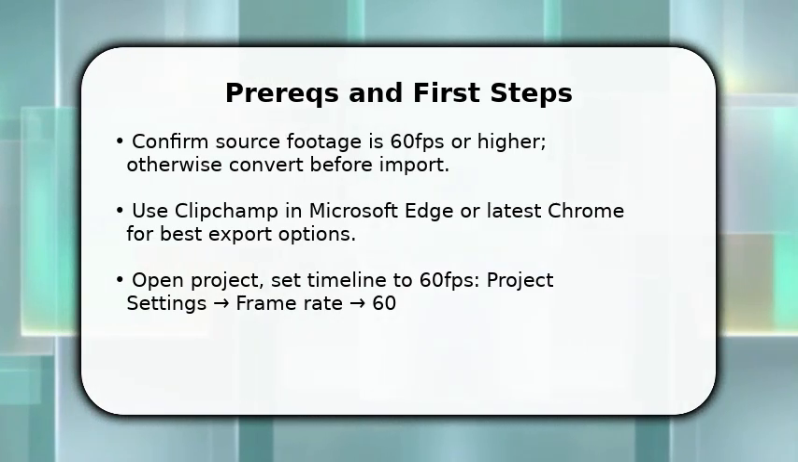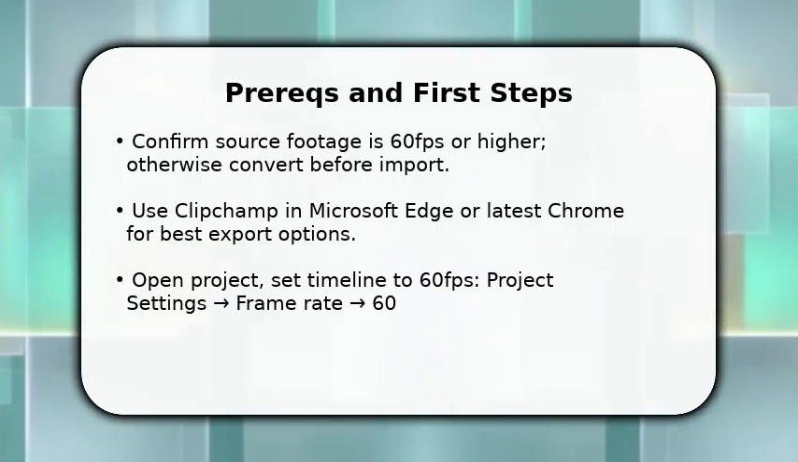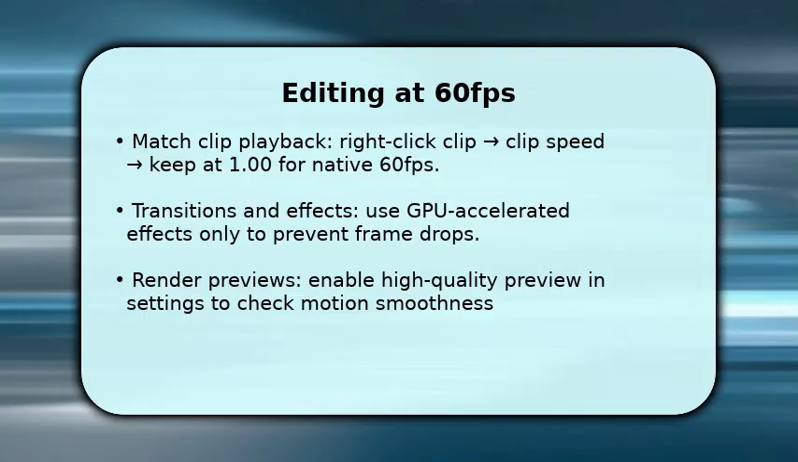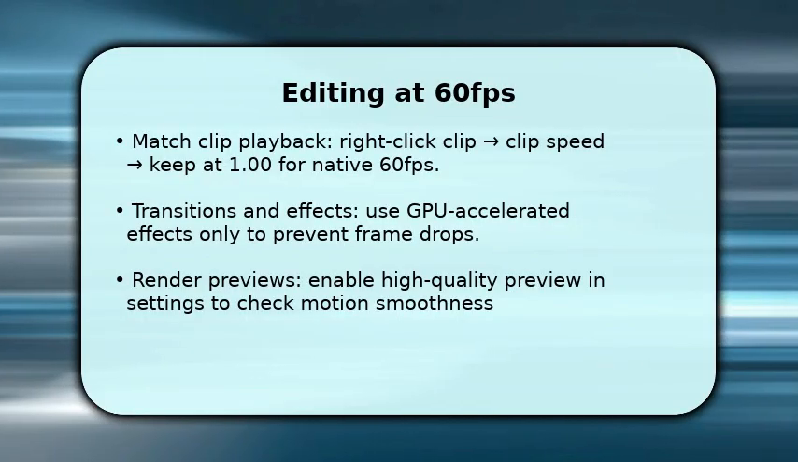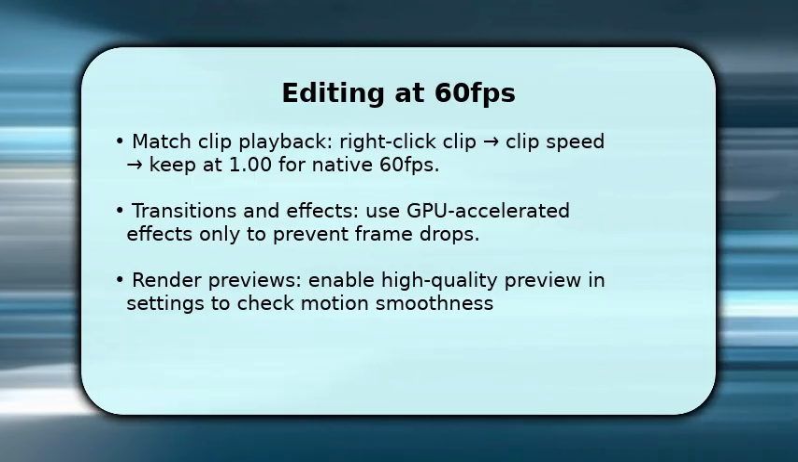Now you proceed to the middle steps where motion integrity matters. Keep clips at normal speed when they are native 60. Changing speed creates frame interpolation or duplicates. Use GPU-accelerated transitions and avoid heavy CPU filters that force frame blending. Also, enable high-quality previews so you can spot stutter before export.